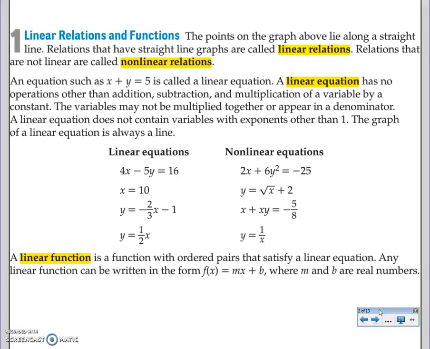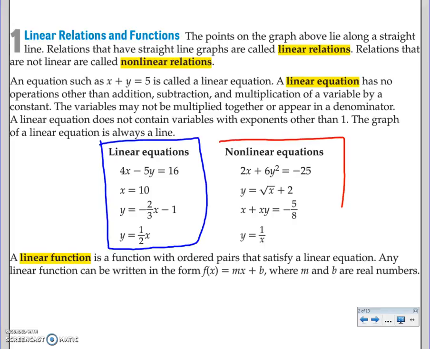So here's some examples of linear equations. Then here's some examples of nonlinear equations. This first one fails because it has an exponent of y squared. This one fails because it has a square root. Square root is another exponent. Or again, it's not simple addition, subtraction, multiplication. This has multiplication by variables. And this has division by variables.